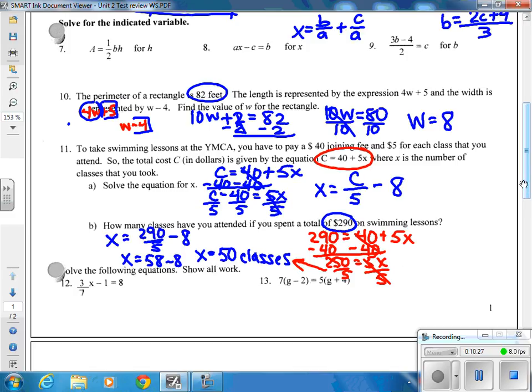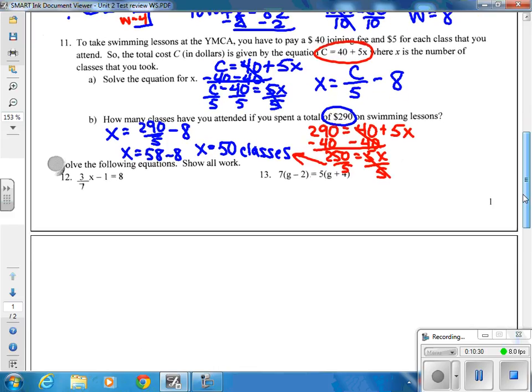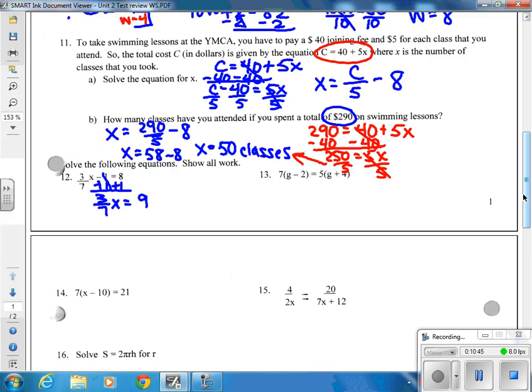Okay. For 12 and 13, we're back to solving just normal equations of different types. For number 12, leave the fraction there. If you really want to get rid of it, you can, but I'm going to work this one out with it staying just because it's not that bad to handle. Add the 1 to the other side. So now you've got 3 over 7x equals 9. The way we get rid of a fraction in front of a letter is to multiply by the reciprocal. So multiply both sides by 7 over 3. And that makes the fraction go away in front of the x. Now you have x equals. Over here, put a 1 under the 9. 3 turns into 1, 9 turns into 3. 3 times 7 gives you 21. If you got rid of the fractions from the beginning, you should also still get 21.